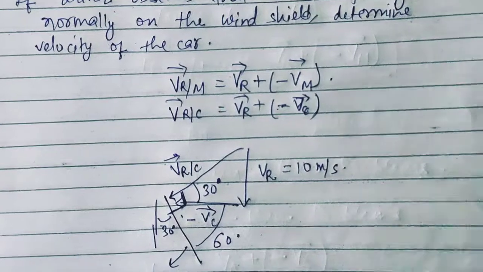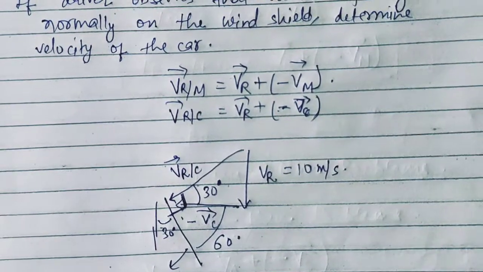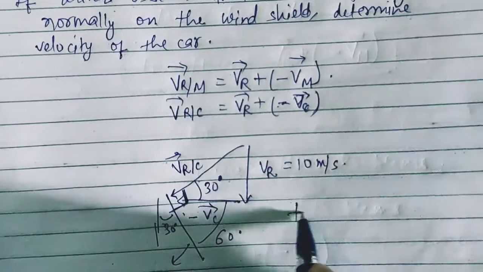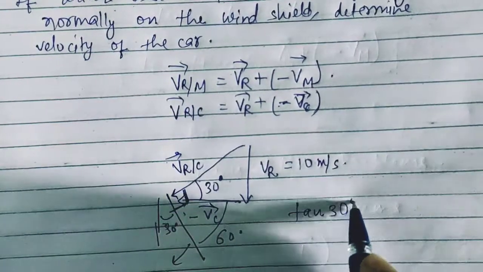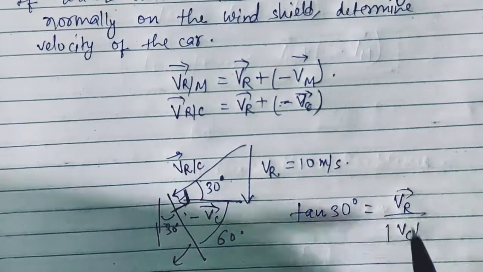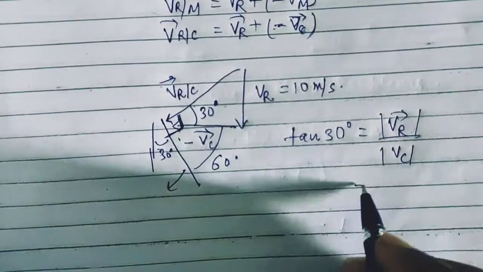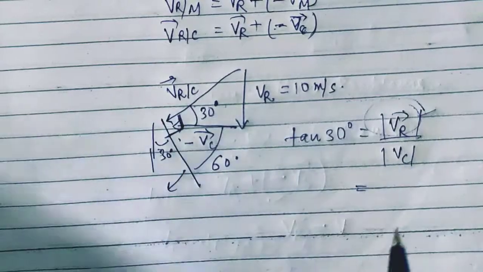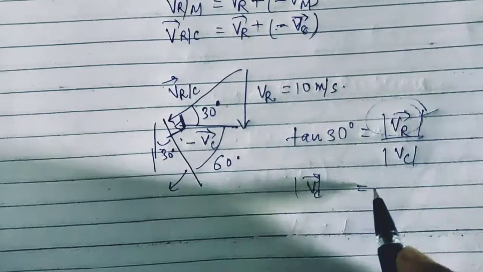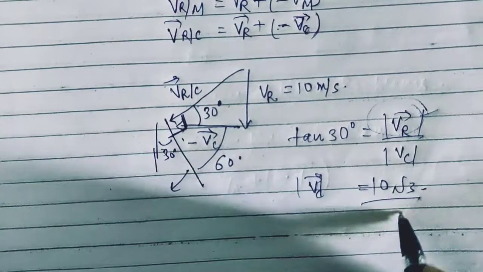What we have to find here is the velocity of car. It can be found with the help of tan 30 equals VR upon VC. We know the value of VR, that is 10, so VC can be found out, 10√3 is the answer.